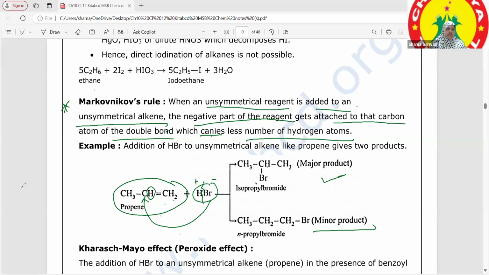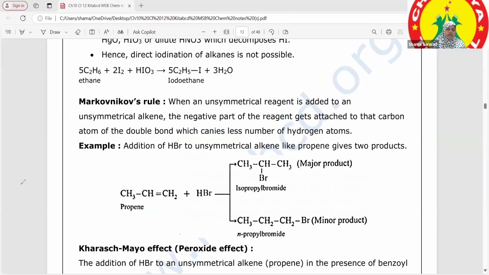Please write down this rule, and after that I'll explain its opposite rule, called the Kharasch-Mayo effect, also known as the peroxide effect, and even called the anti-Markovnikov rule. Please note this down with an example. This is important.